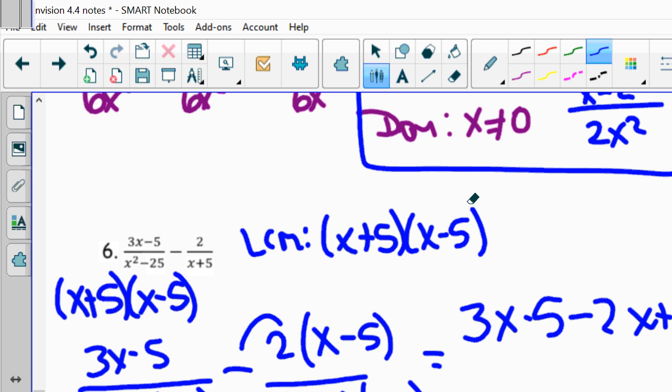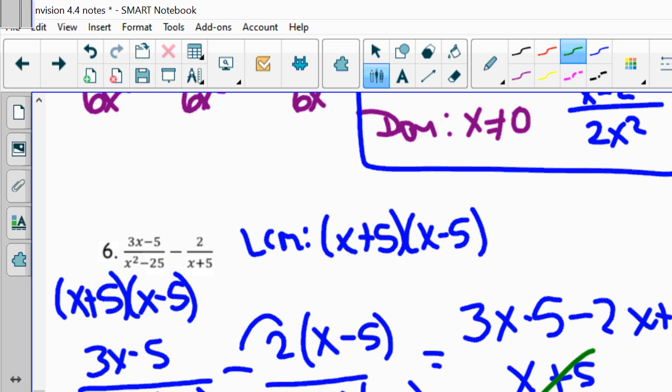Combine like terms, 3x minus 2x leaves me with x. Negative 5 plus 10 leaves me with plus 5. Over x plus 5, x minus 5. I'm going to go ahead and find my domain. Again, from the original, x cannot equal negative 5 or positive 5. I'm now ready to cancel out. I have x plus 5 top and bottom. So that leaves me with a 1 on the top over x minus 5.